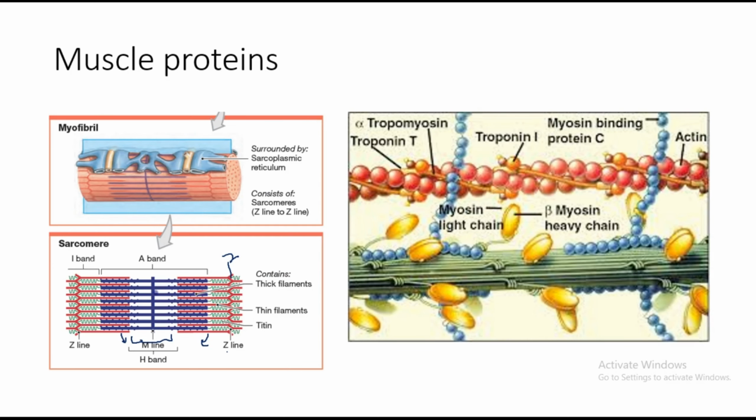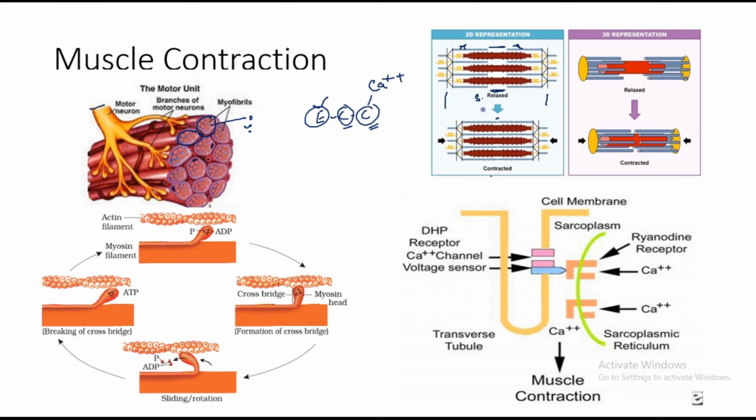So there is a gap between two actin filaments. The Z lines decrease in length. The sarcomere decreases in length during the contraction because the myosin filaments are interacting with the actin filaments and dragging them from either side.